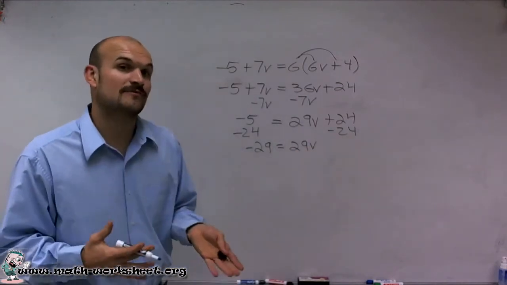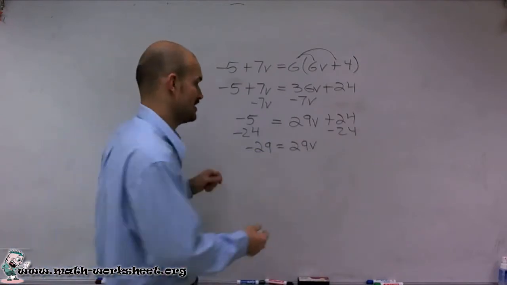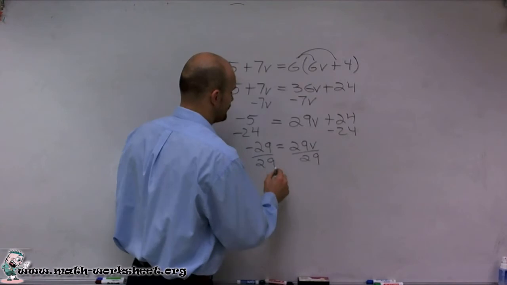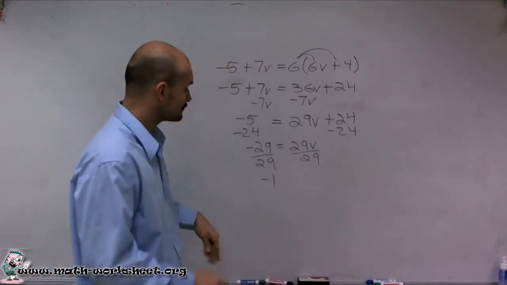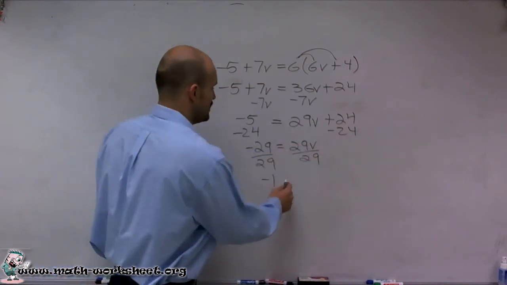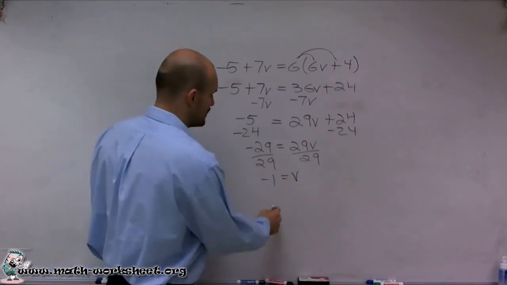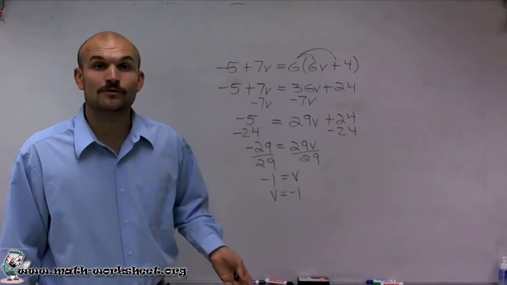Now, to isolate my variable further, since my variable is being multiplied by 29, I need to divide by 29. So I'm going to divide by 29 on both sides using the division property of equality. Negative 29 divided by 29 equals negative 1. And 29 divided by 29 is 1. 1 times v is v. So therefore, I have now isolated my variable where negative 1 equals v. And a lot of times we just like to switch that around. So therefore, I can say v equals negative 1.